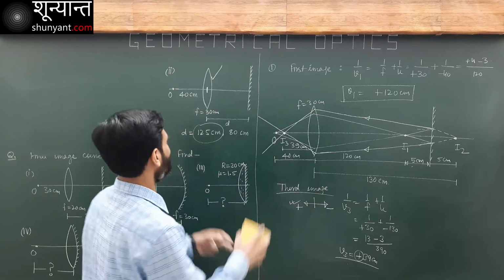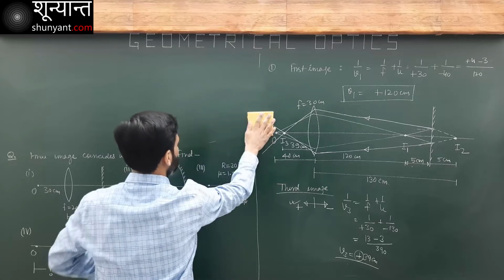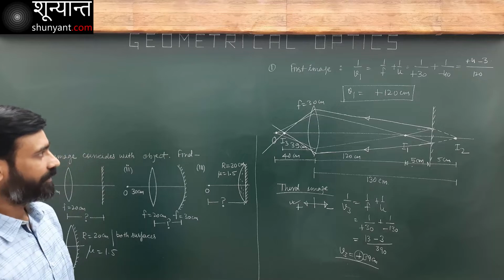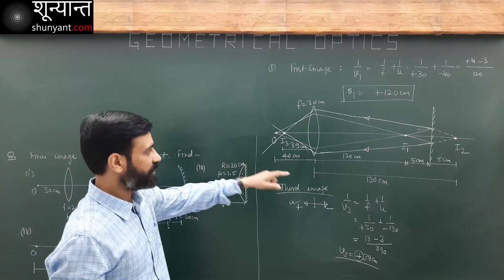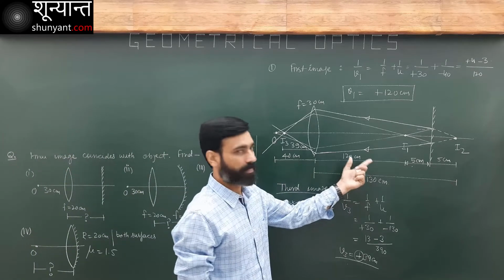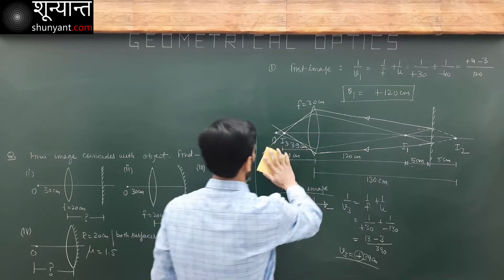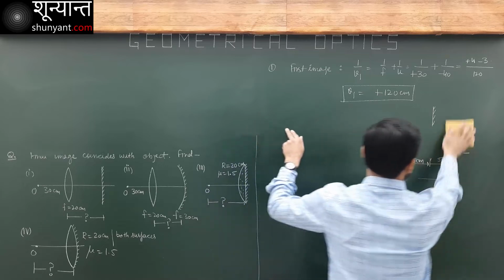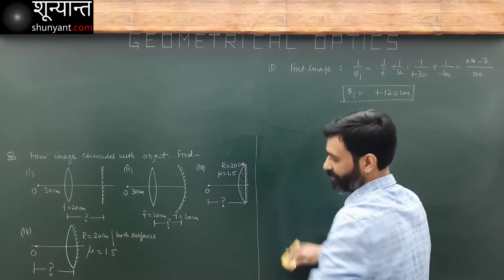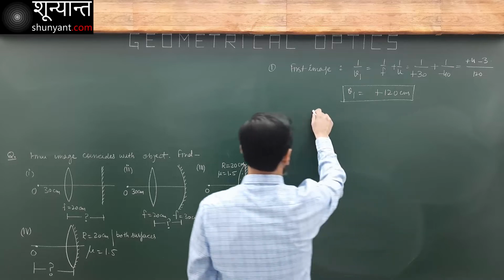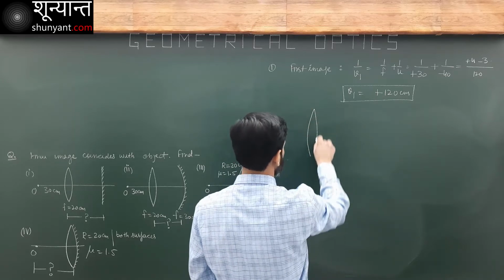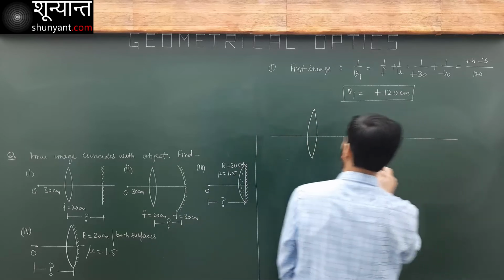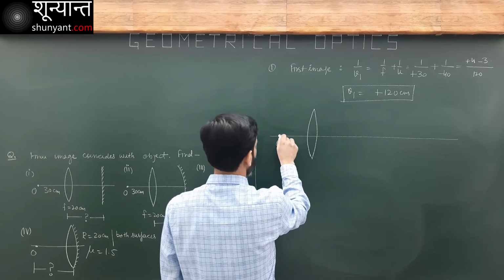Okay. Now the next one, 80 centimeter. Okay, one more. This D was 80. Second part. Let's do the second part also. 80 centimeter. Let's see how many images we get. Okay. So this is my lens. Object.